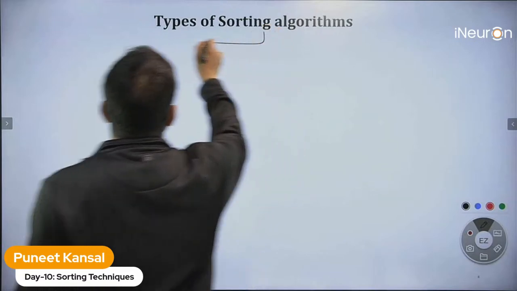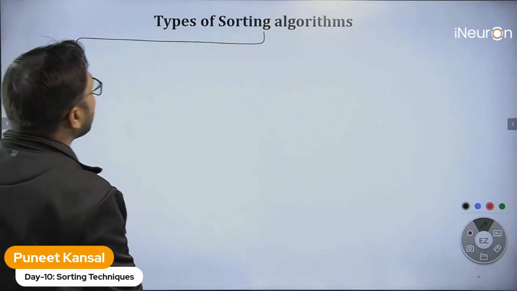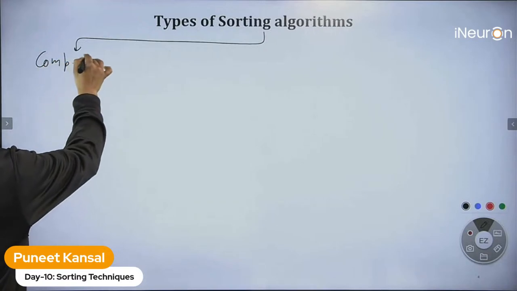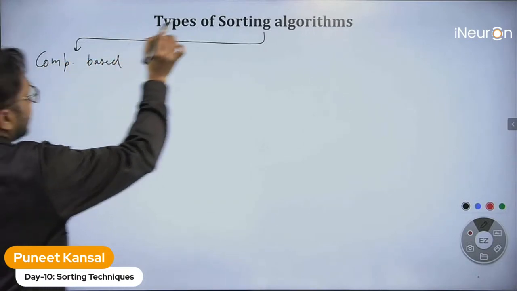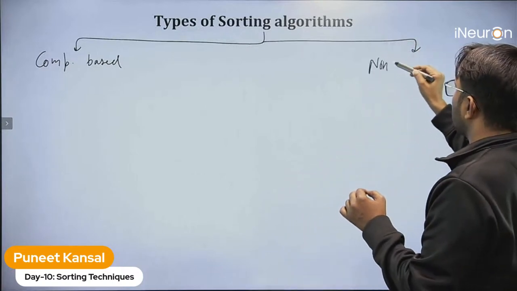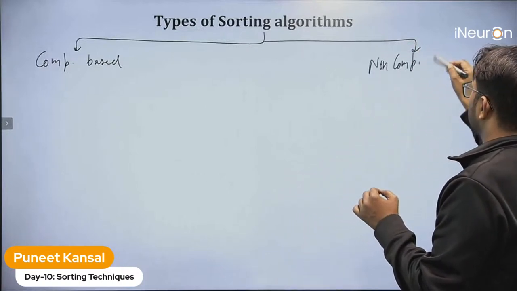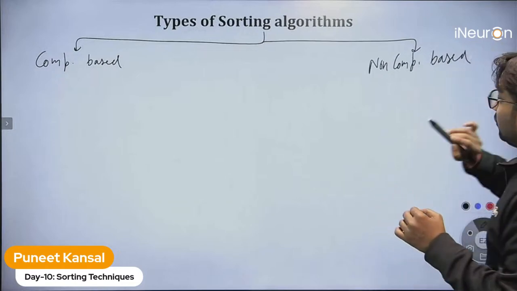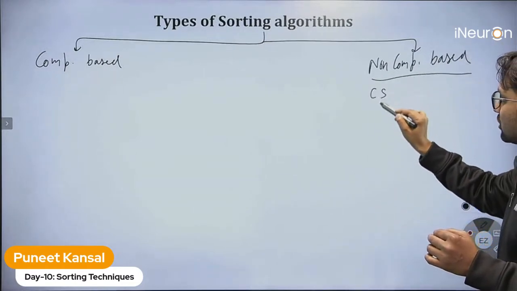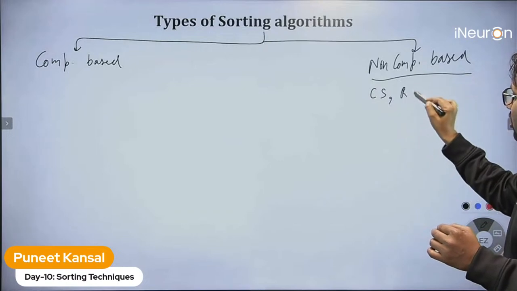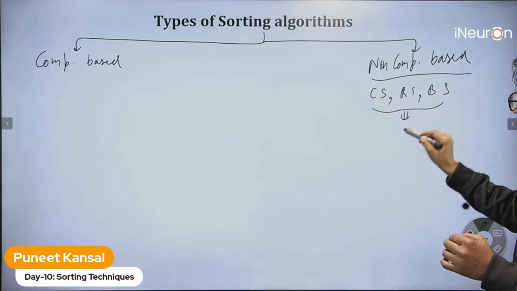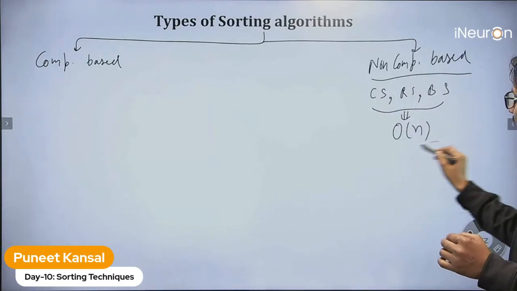I tell you that there are two types of sorting techniques. One is comparison based, and another one is non-comparison based. Okay, and I tell you that these non-comparison based, like counting sort, radix sort, and bucket sort, how much time were they taking? These were taking maximum n time.